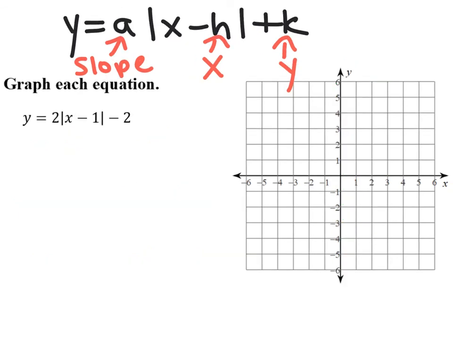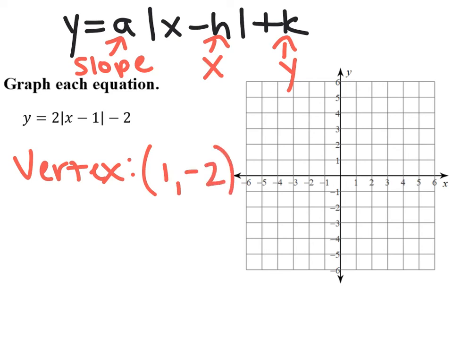In our last example, the equation is already written in our standard form. So I can start by determining that the vertex is the opposite of the h value, so -1 becomes +1, comma, the k value, which is -2. So I can plot my vertex at (1, -2). Then I can draw in my axis of symmetry.